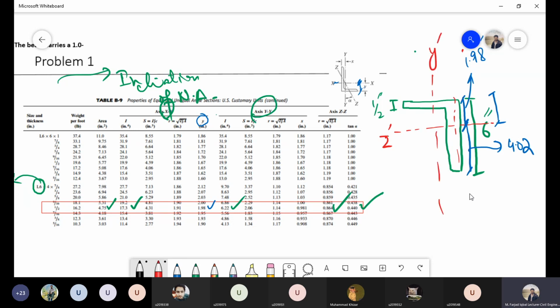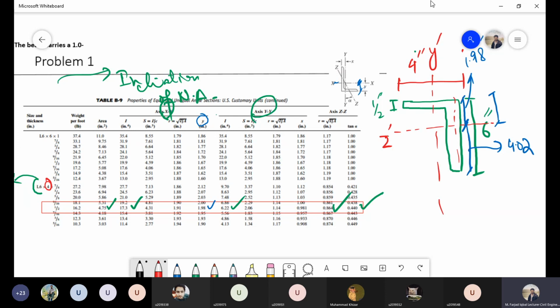Let's suppose that this is my other axis. Now, what is the total distance in this horizontal direction? Again, you will get this distance from the designation. The second number in your designation is the horizontal distance, that is 4 inches for this angle section, right? So this is your horizontal distance.